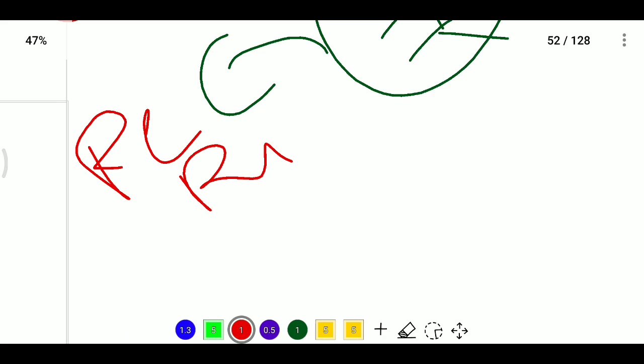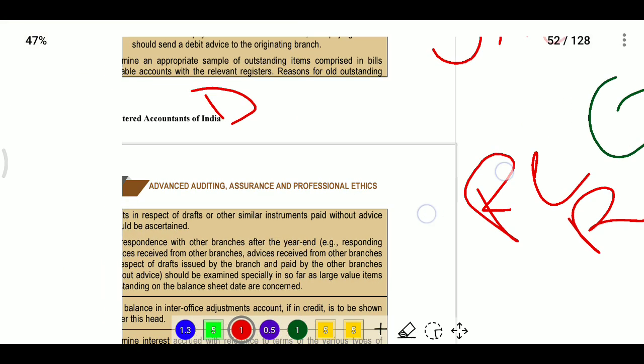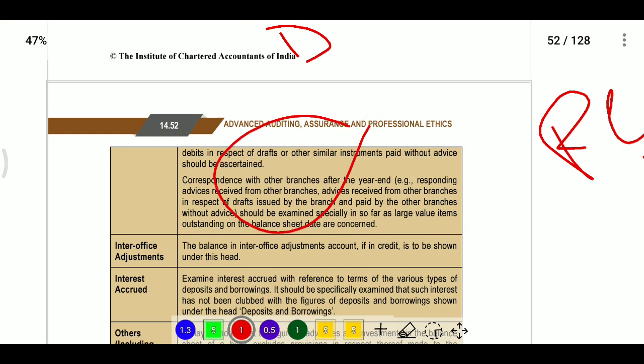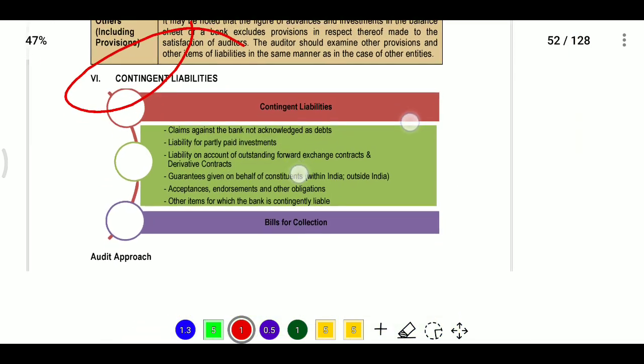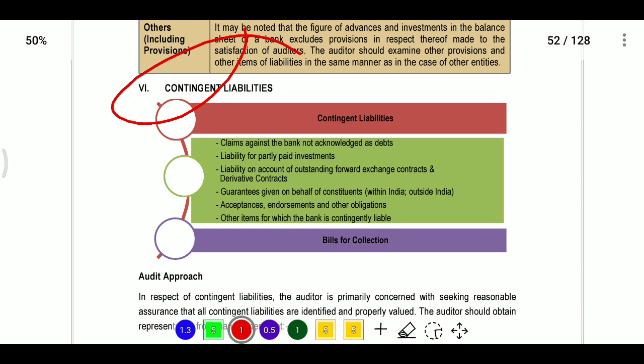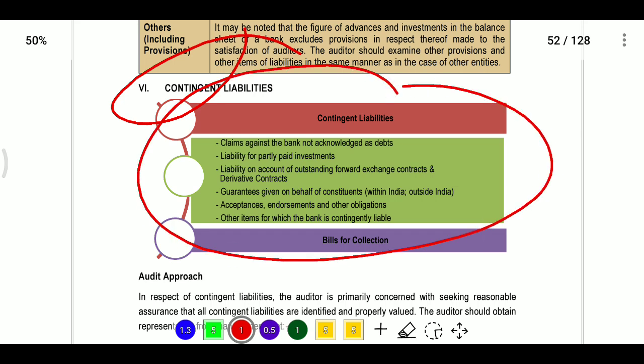Next, examine a sample of outstanding items in bills payable with the relevant registers. We need to check the relevant register books. After that, we need to learn about contingent liabilities. What is included in contingent liabilities? Firstly, the disclosure requirement of contingent liability for banks. What do we need to disclose?